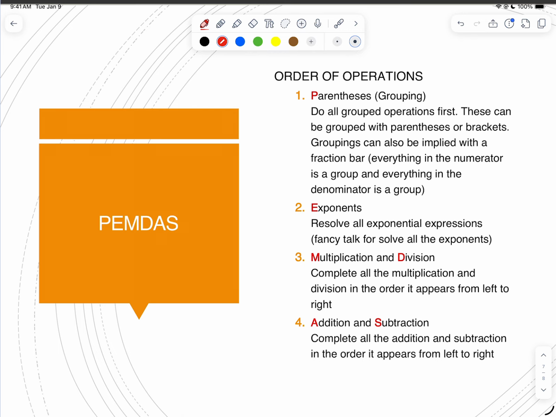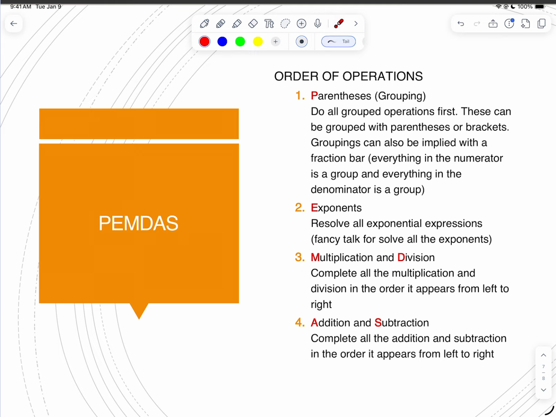The reason we need this is that an expression can contain several different operations. And in mathematics, we need an agreed upon system for deciding what happens first. Otherwise, two people could take the exact same expression and get completely different answers, which, as we'll see on the next slide, the internet manages to do anyway.